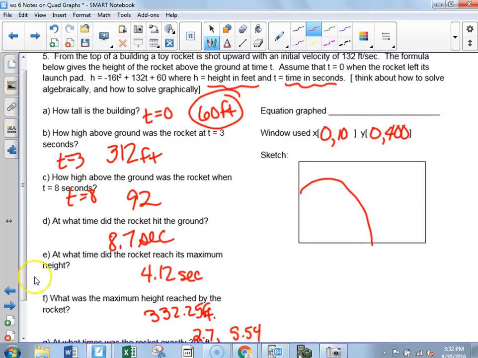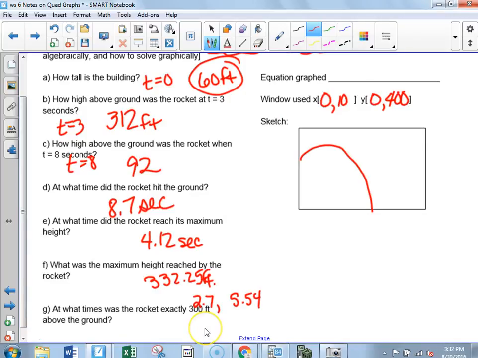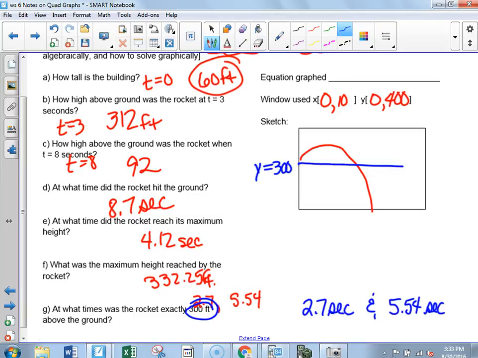And what did it actually ask? I didn't round necessarily, but at 2.7 seconds and at 5.5 seconds or 5.4, it hit exactly 300 feet or approximately 300 feet. And we did that by graphing y equals 300. All right, that's not what it looked like. It was way up here, wasn't it? Close enough. It was up here somewhere. All right, anyway. I don't know why it won't let me move that line.